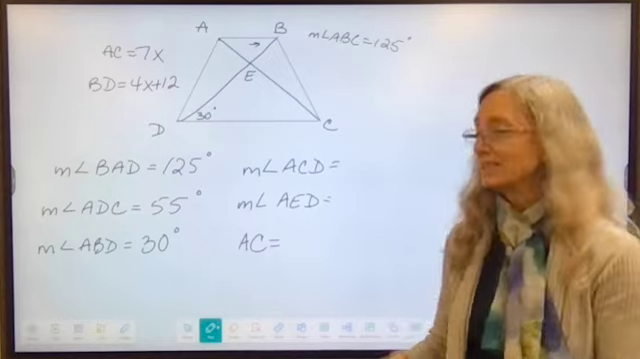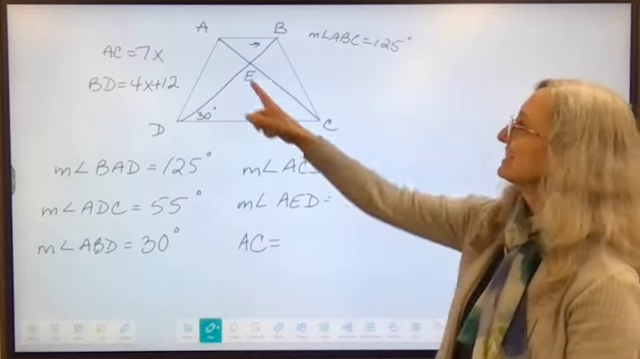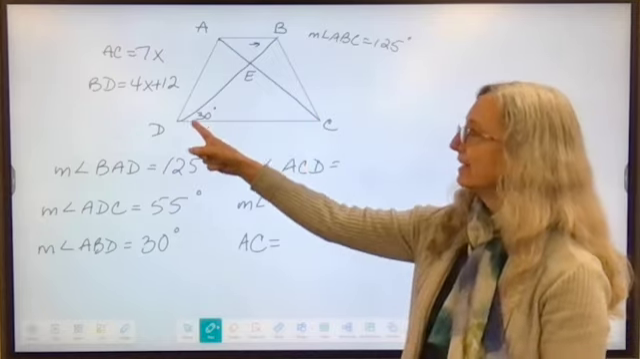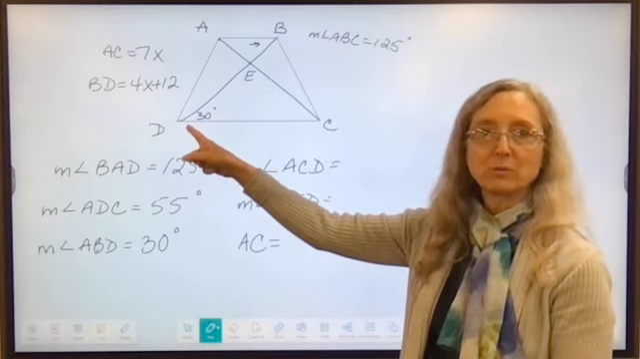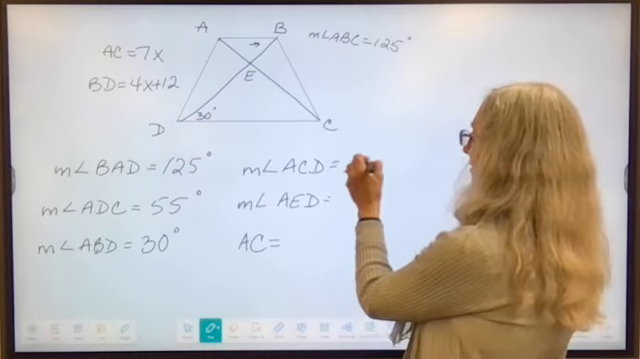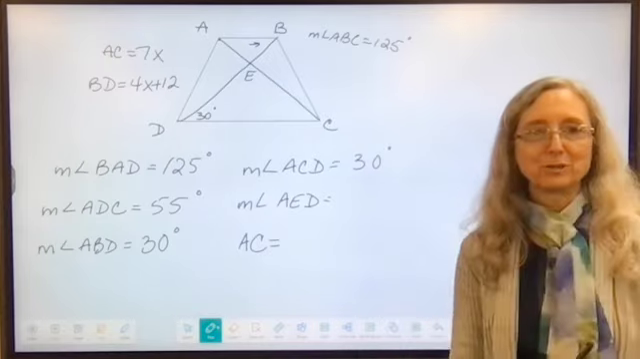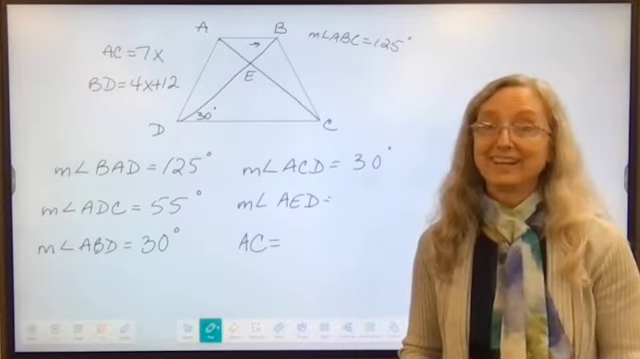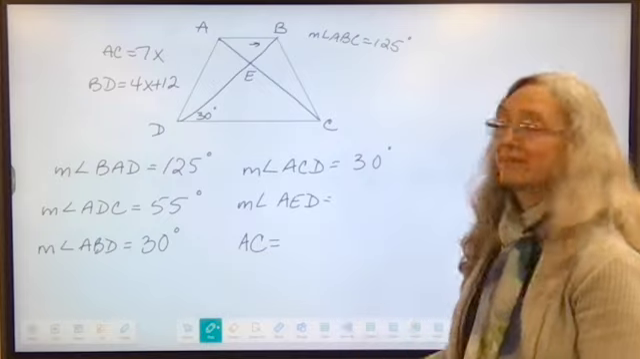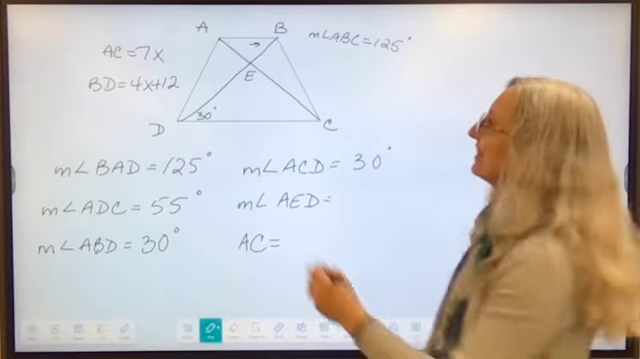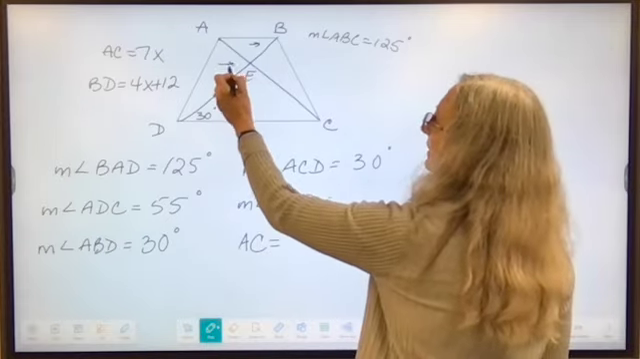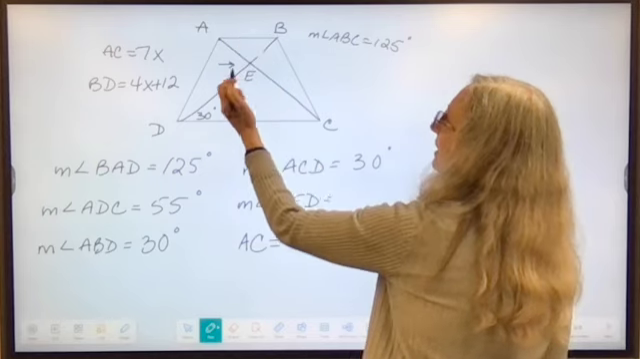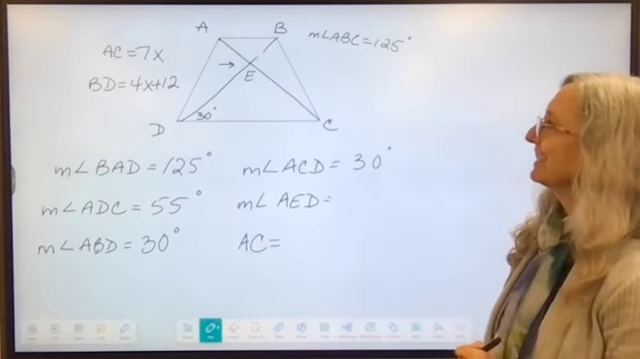The next one on my list is the measure of angle ACD, this angle, and it would be congruent with its neighbor over here, so it is also 30 degrees. Now the next one, the measure of angle AED. That's this angle here. I'll erase that arrow. This one here is the one I want to find next.